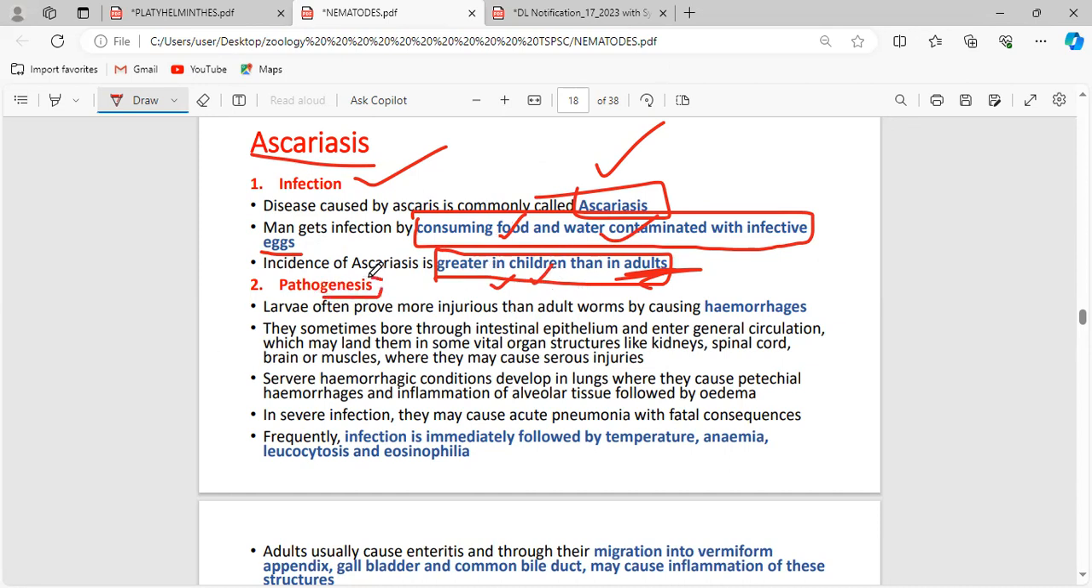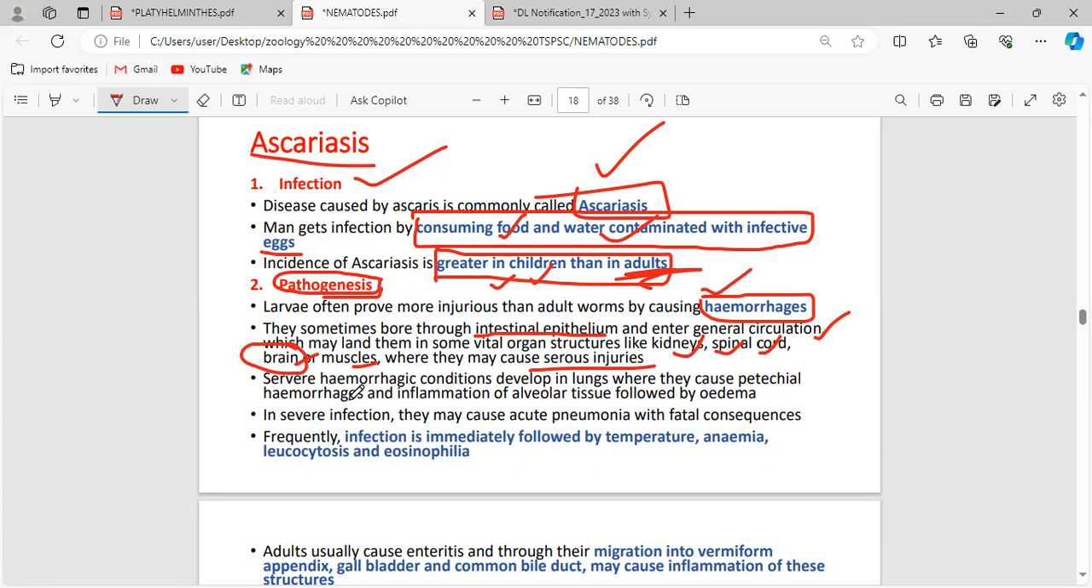What is the pathogenesis? What symptoms does this disease cause? It causes hemorrhages and blood-related problems. Sometimes the worms go through the intestinal epithelium, enter the circulation, and reach important organs like the kidneys, spinal cord, brain, or muscles. They cause serious injuries. If they reach the brain, it can even cause paralytic conditions.